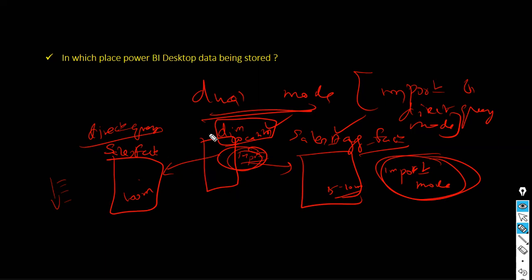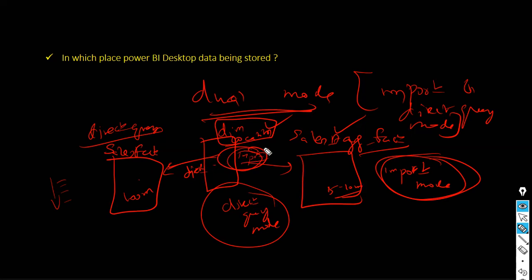Whenever you join this location table with the sales fact table, at that point in time alone, you can enable direct query mode. Okay, the location dimension, you make it direct. Whenever you combine this table with the aggregated table in import mode, that is pretty fast.